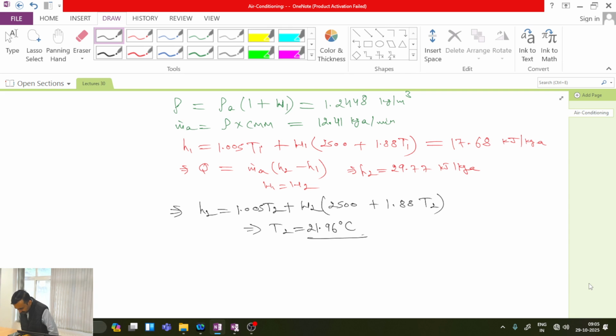When you go for exact analysis, then it is 21.96. When you do a very approximate analysis without any correction, then 22.25, and there can be one third variant. What will be the third variant?